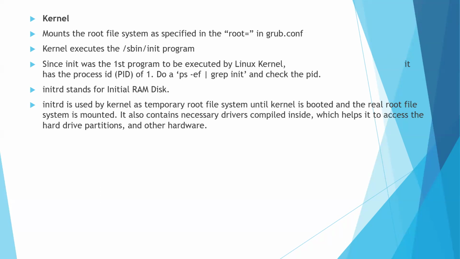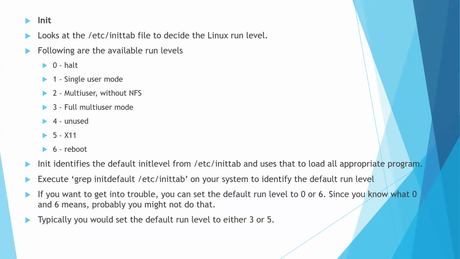Init is the first program to be executed by the Linux kernel, as a process. So init has PID 1. Suppose you kill your PID 1, then your system gets rebooted. So don't kill your PID 1. Initrd stands for the initial RAM disk. Initrd is used by the kernel as a temporary root file system until the kernel is booted and the real root file system is mounted.